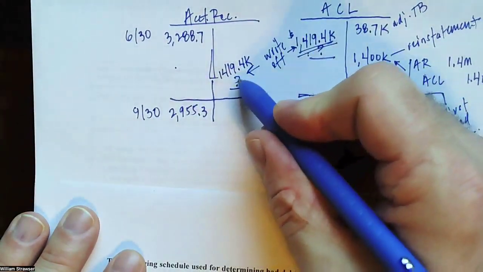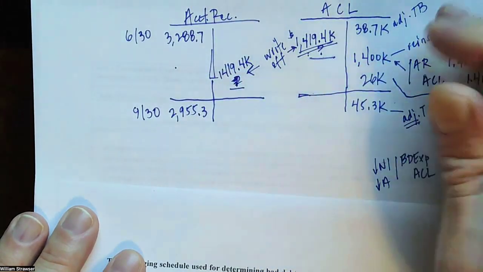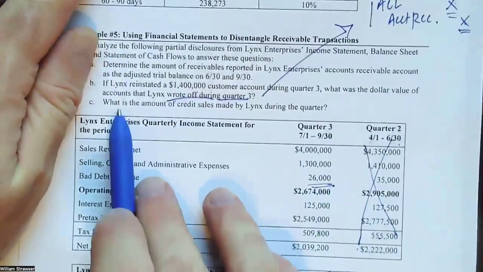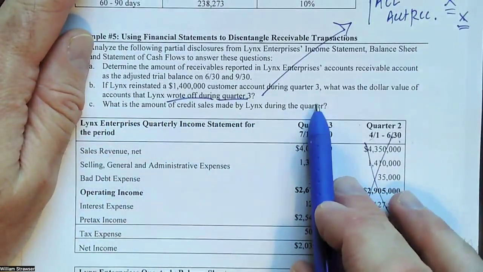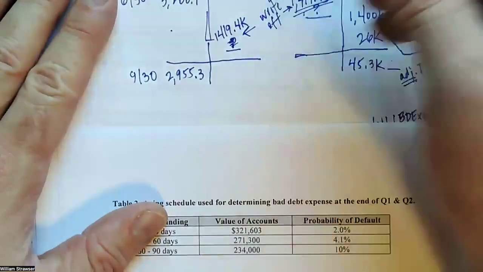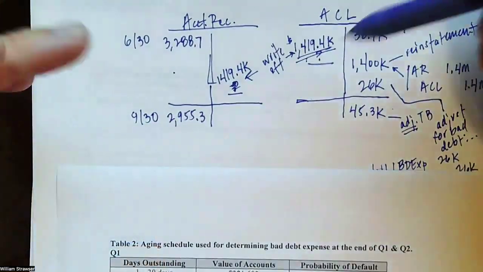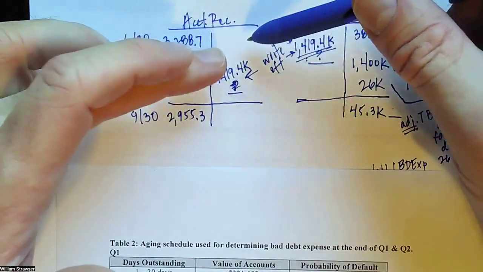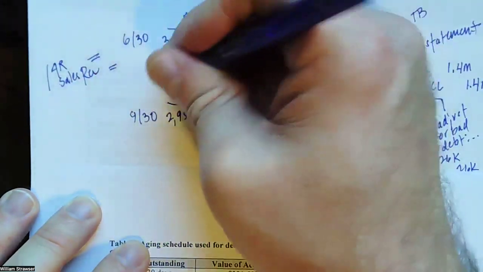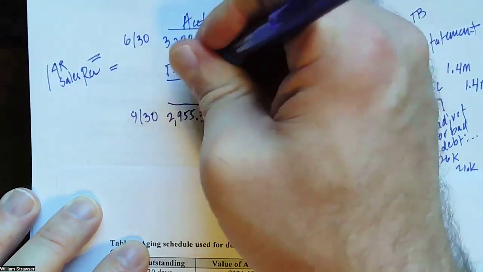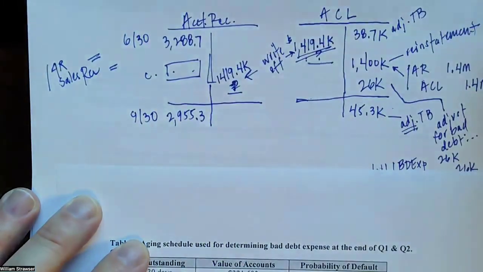So I know this is the missing question mark balance. Now, what it's asking me is the final piece. What is the amount of credit sales made by Lynx during the quarter? Well, what do credit sales look like? Are we going to be looking for a debit in our accounts receivable or a credit? Well, remember, credit sales are a debit to accounts receivable, a credit to sales revenue. So I'm going to be looking for a debit amount in this case. This is where my answer to part C will come from.